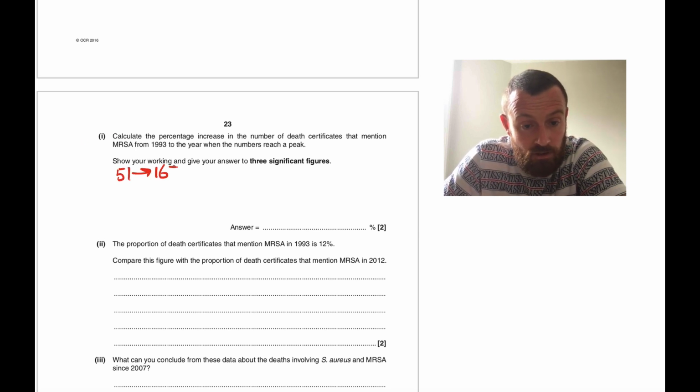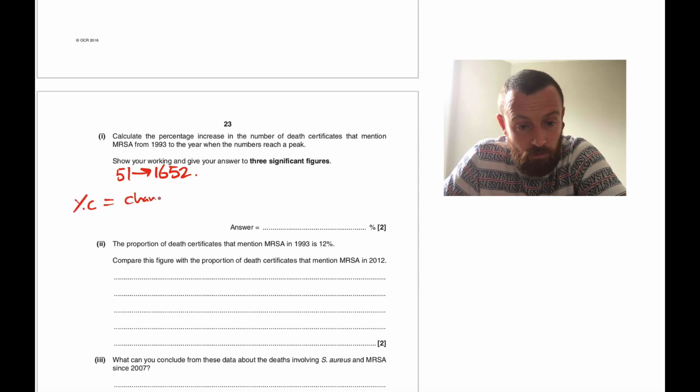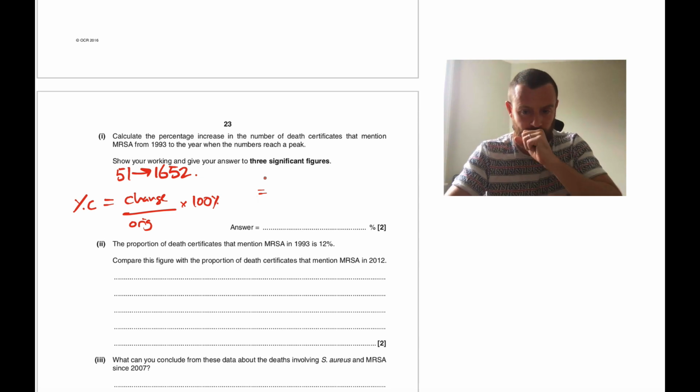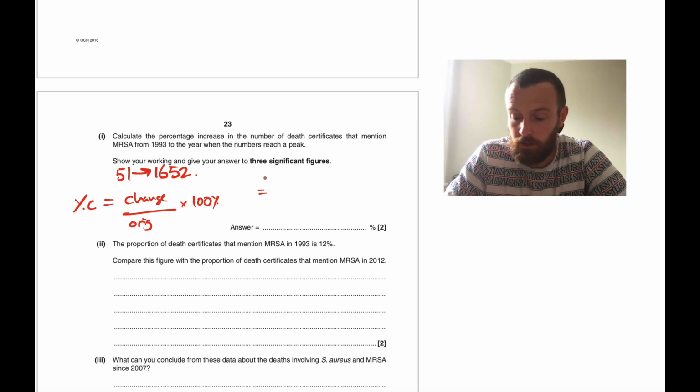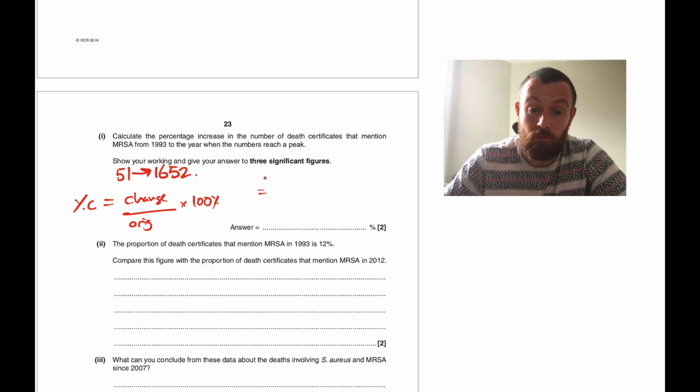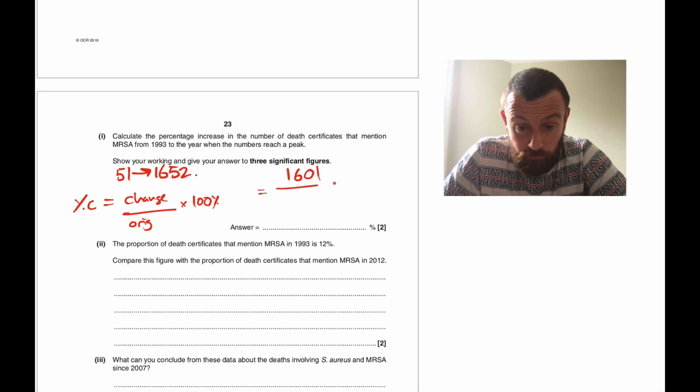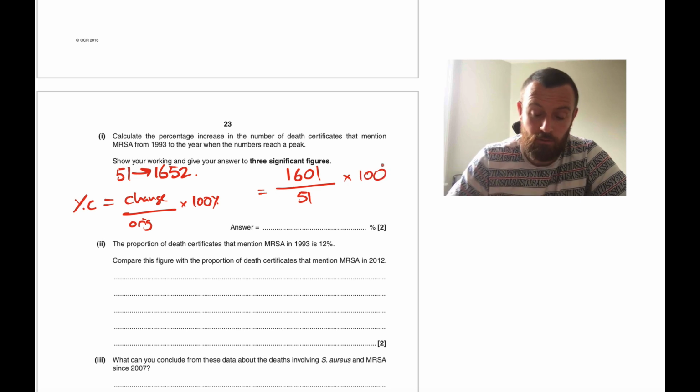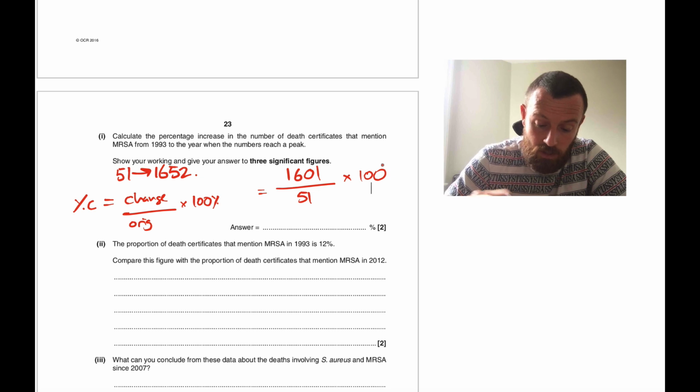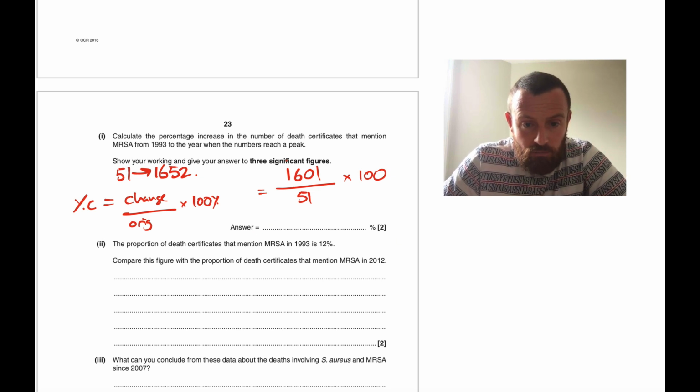51 to 1,652. Okay, so the percentage change is always equal to the change divided by the original figure, or the starting figure, times 100 to make it a percent. So the change is, calculator out, 1652 minus 51 equals 1,601, divided by the original, which is 51, and then we times it by 100 to make it percent. So I'm going to do that. 1,601 divided by 51 equals, times 100 equals, ooh, that's big. It says 3 significant figures there.